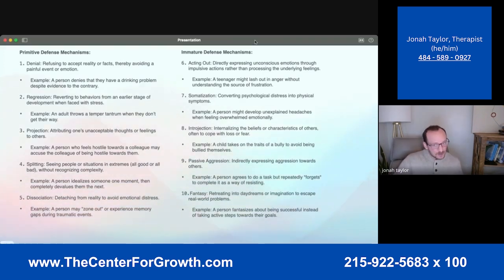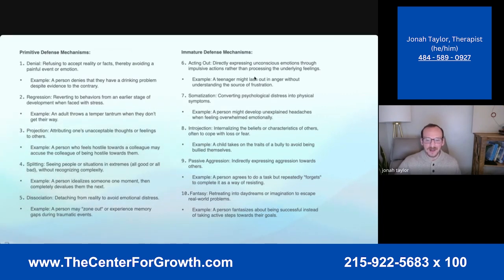Then slightly less primitive, they call the immature defense mechanisms. A couple here: somatization, so converting physical distress into physical symptoms. An example being that a person might develop unexplained headaches when feeling overwhelmed emotionally. There is passive aggression. Everybody knows what that means.